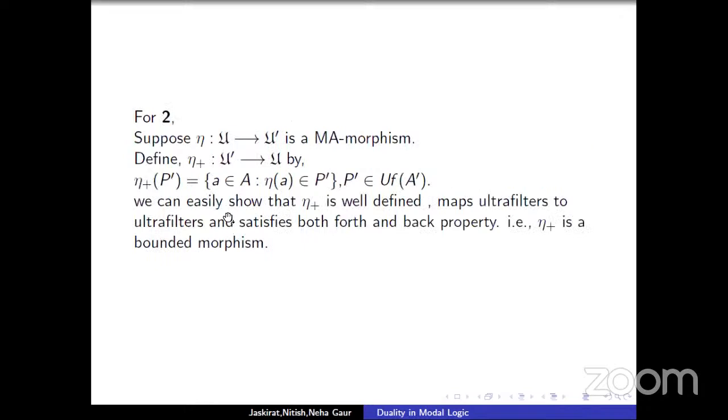For the second, I have just defined the mapping. It's the same mapping, and we can show that it sends ultrafilters to ultrafilters. The fourth property is easy by using this definition. And for the back property, we have to construct the set like we have used in the Jónsson-Tarski theorem, and by using that we can construct a set which will hold that property. By which we can show that eta subscript is a bounded morphism.